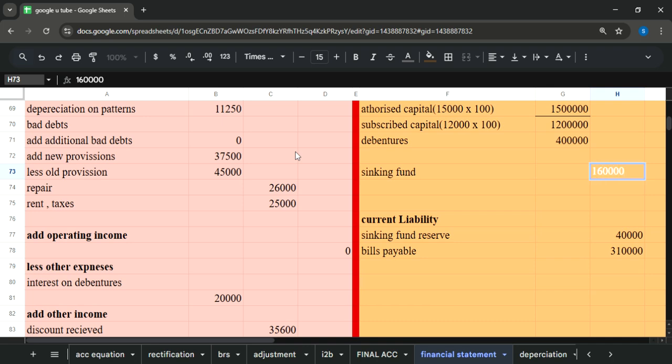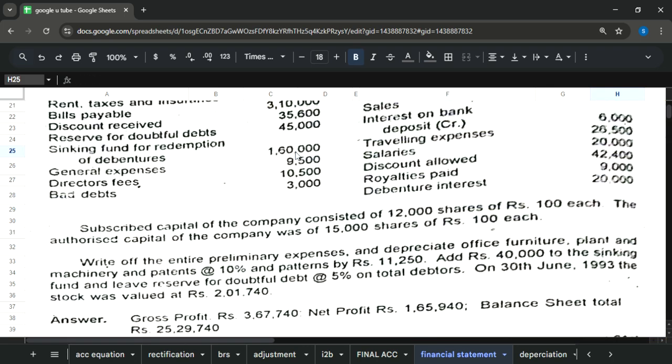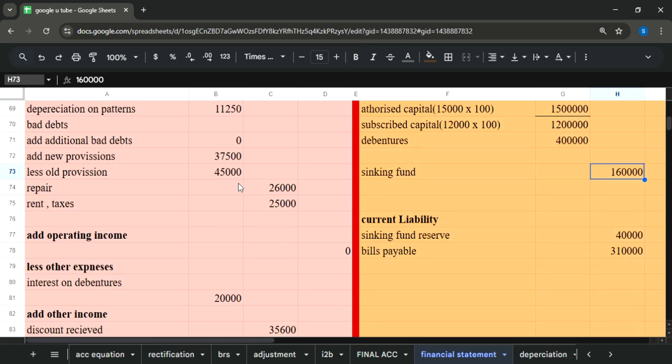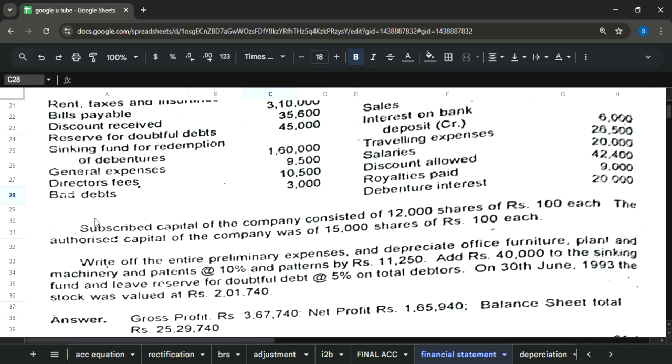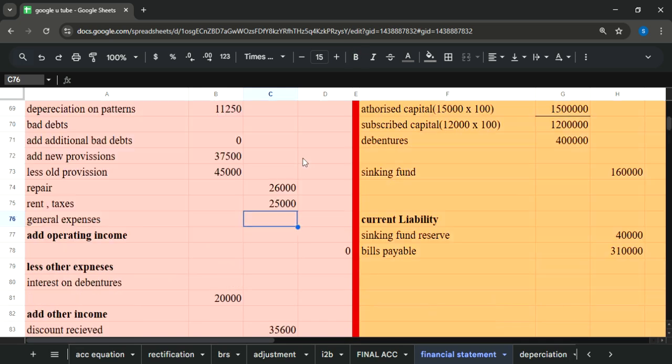Just put amount in front of it. Sinking fund ended. General expenses, part of operating expenses, and we don't have place for next expense if it is coming. General expenses amount is 9,500. Put 9,500, and yes, we need the space. So let's increase.